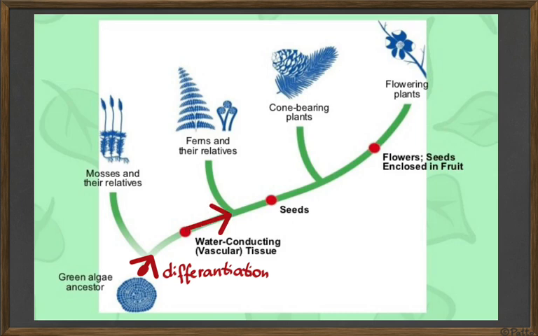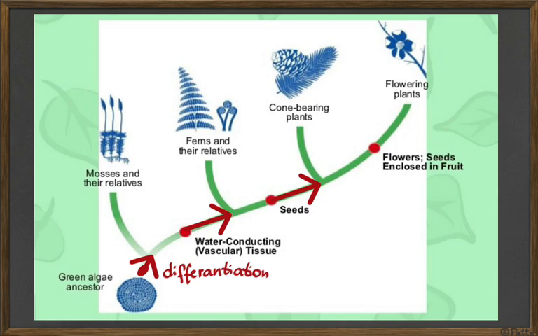We also saw the evolution of vascularization. The pteridophytes, the coniferophytes, and on, they all have vascularization, so they have water conducting tissues. And we saw the evolution of the seeds, that the coniferophytes and the flowering plants are all going to have seeds, a very important structure that evolved.